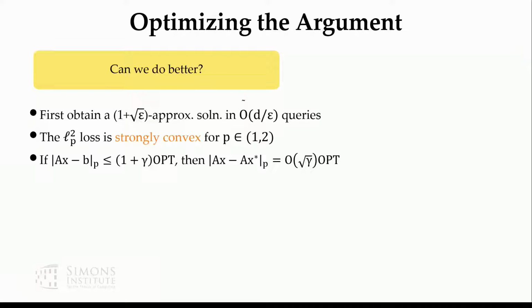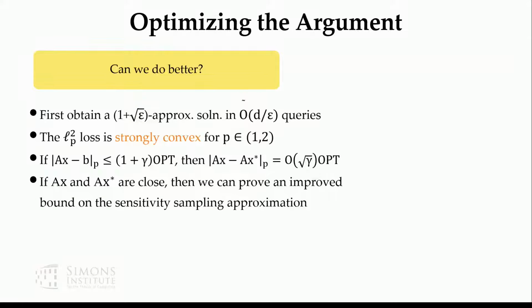Okay. But then, if AX and AX star are close, we can actually improve the chaining arguments. We can improve this framework that I was talking about. We get an improved bound. Now we only have to look at vectors AX such that the P norm of AX minus AX star is order root gamma opt. Okay, this is better than what we were looking at before.